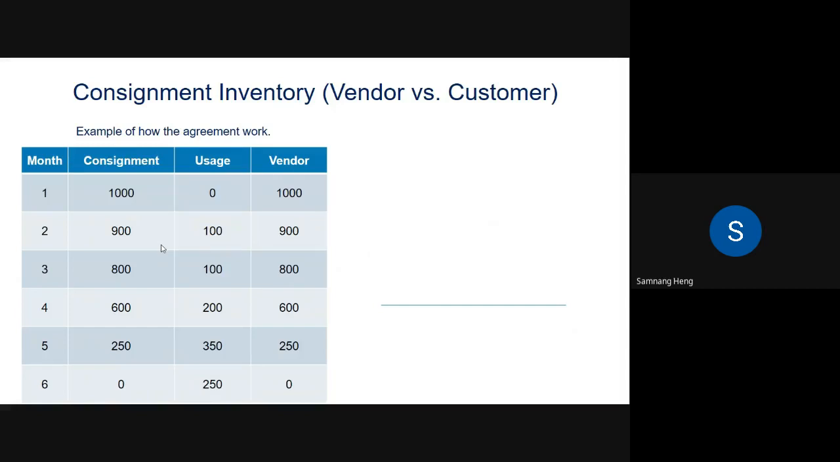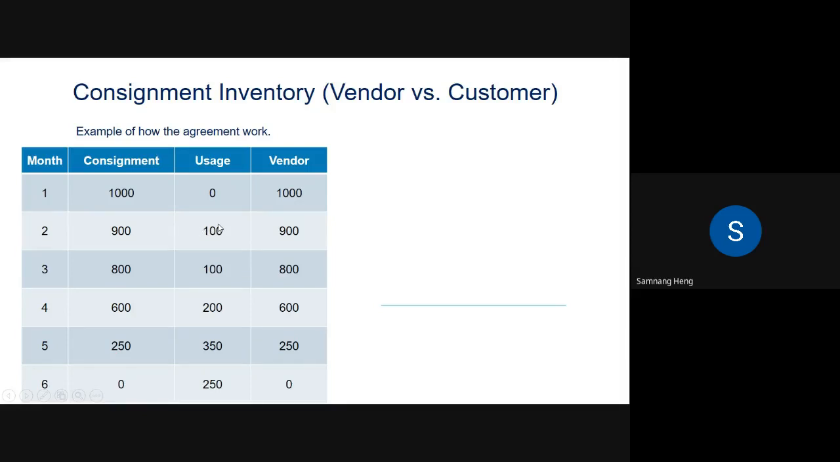Okay, so this is one short example of how the agreement works. Normally the consignment agreement takes long, usually 3 to 4 months, up to 6 months, or up to a year. So let's say in the first month, the vendor has 1,000 units of the product, and the retailer or buyer could not sell anything because it's a new product, right? So we still have 1,000 units back.